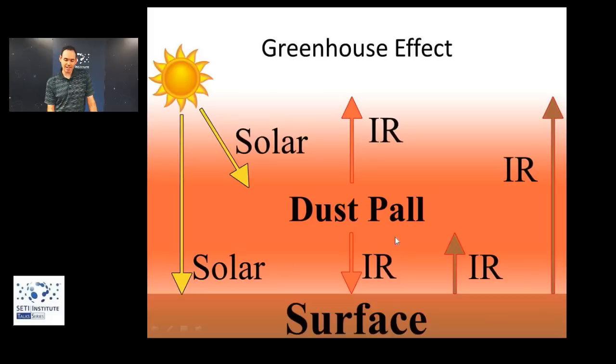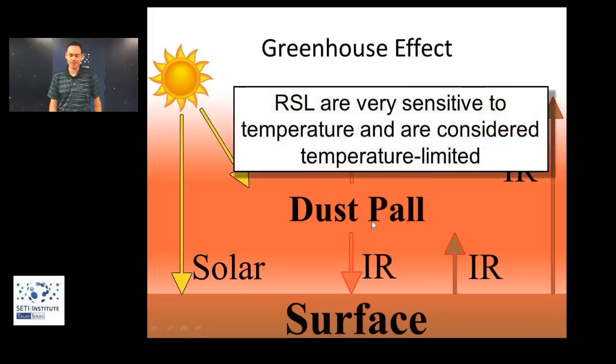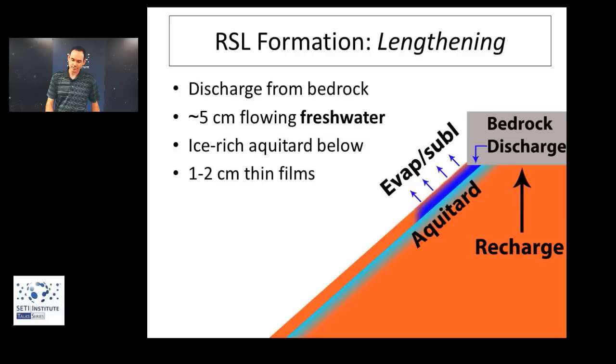And then during the nighttime, you're keeping heat in and also putting heat into the surface. And so in a net effect, you're actually warming the subsurface. So this tells us these RSLs are very sensitive to temperature. And we consider these ones in the south to be temperature limited, meaning if it was a little bit warmer, we get a lot more melting.